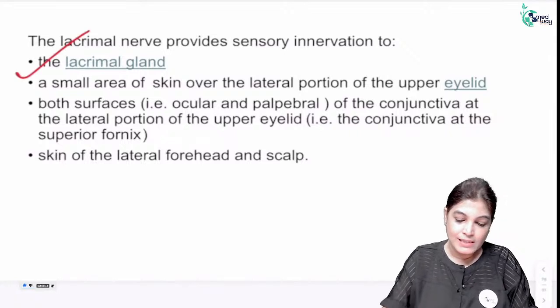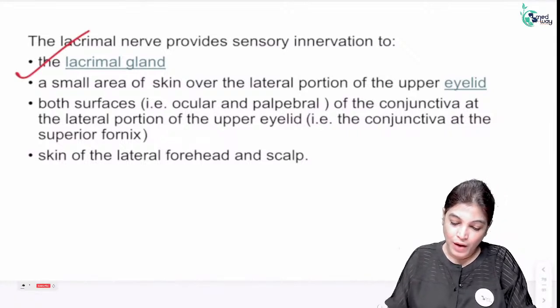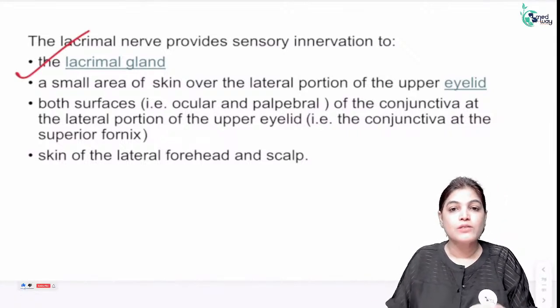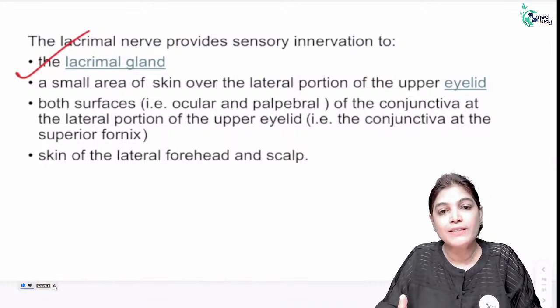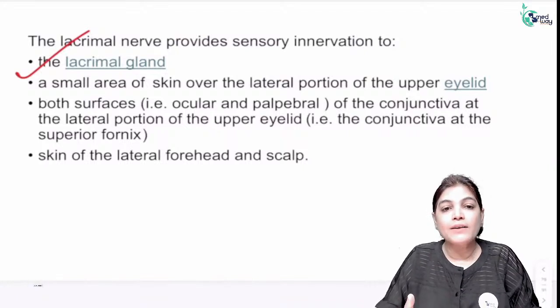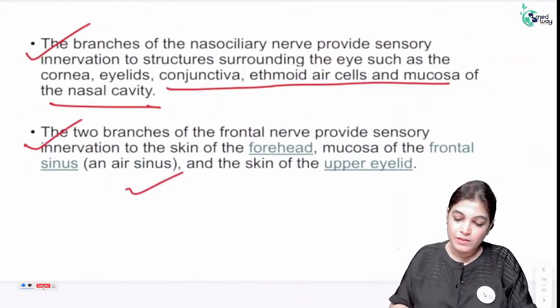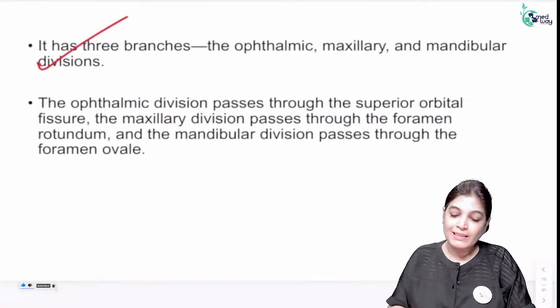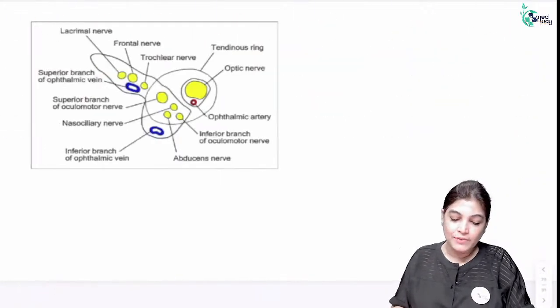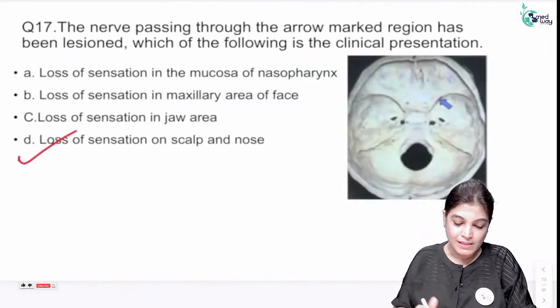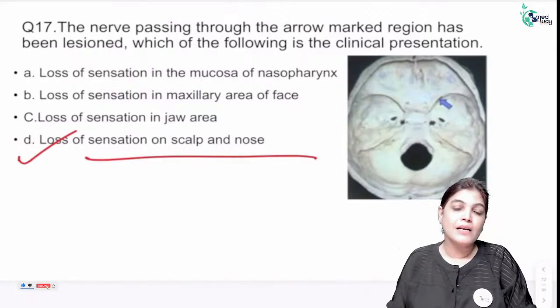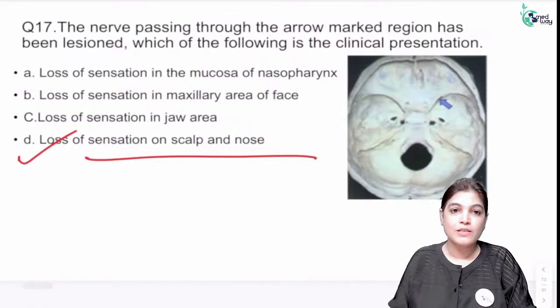The lacrimal gives innervation to the upper part of the upper eyelid. It also gives innervation to the conjunctiva, the lateral fornix of the upper eyelid, and the lateral forehead and scalp. So that was a brief discussion of all the branches and identification of the foramen. If I have to choose the best answer, I will go with loss of sensation of scalp and nose.